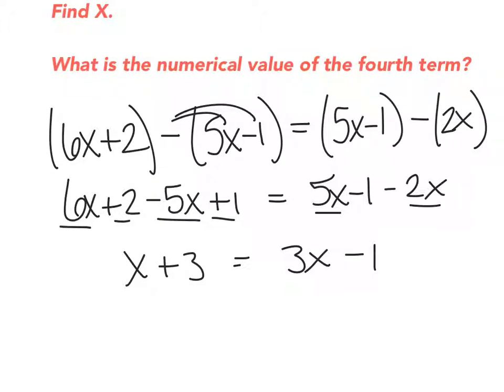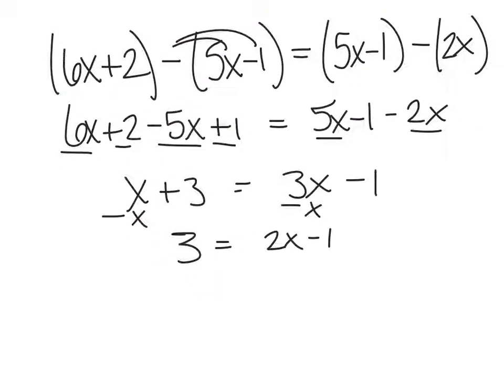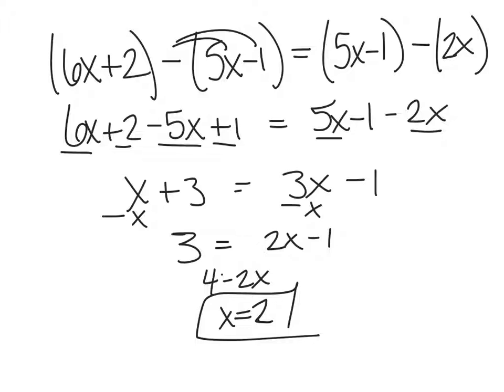And remember, my goal is to solve for x. So I'm going to subtract x. So I've got 3 equals 2x minus 1. Add that 1 over. 4 equals 2x. Therefore, x equals 2.